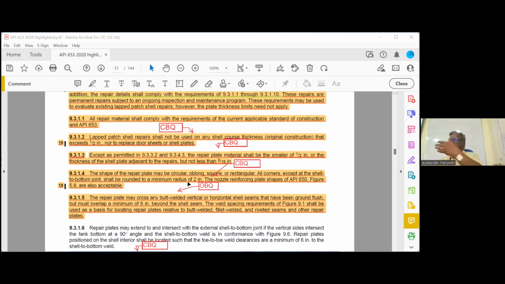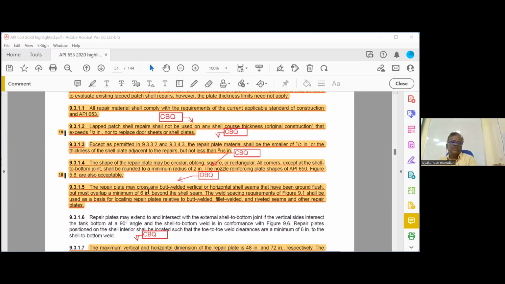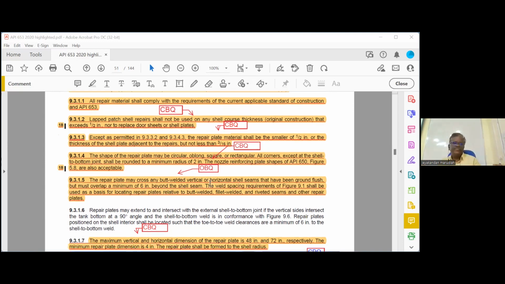Then if you are crossing the seam, for example, a horizontal or vertical weld, when you are putting a patch plate, minimum 6 inch you have to cross. Again, it is an open book. The repair plate may cross any butt welded vertical or horizontal shell seam that has been ground flush, but must overlap 6 inch beyond the shell seam. That is important. So when you are crossing a butt weld, what do you have to do? First, you have to flush grind the butt weld in that location. Then you have to do MPI. Then we have to attach the plate and weld it.